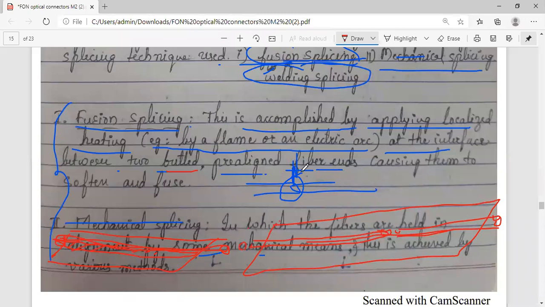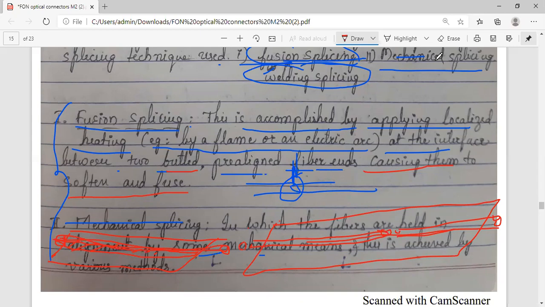So two butted pre-aligned fiber ends are heated, causing them to soften and fuse. Obviously, if you want to join one plastic material with another plastic material, you heat a certain part, the end parts, right? If you take that heated end part and join it with one more plastic material, that part will melt, the end face, and they both will get joined. I'm giving you just the analogy, okay? A similar thing happens here in splicing of optical fibers.